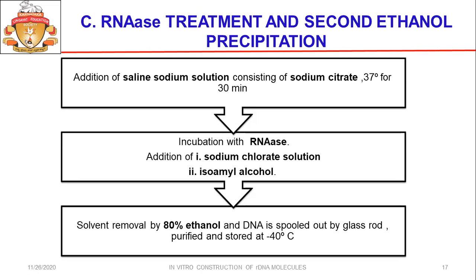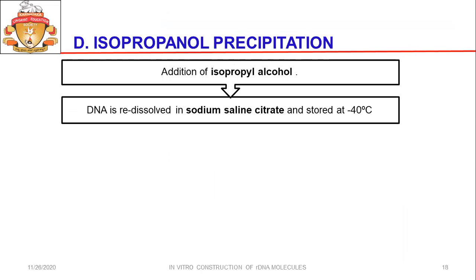Now we're going to remove all the solvent by adding 80% ethanol, and DNA is pulled out by glass rod. We can actually see it like fibers. This is then purified and stored at minus 40 degrees Celsius. Now the last step is the isopropanol precipitation. We are going to add isopropyl alcohol to precipitate the residual DNA. And then this DNA that we got from the above step is redissolved in sodium saline citrate, and it is stored at minus 40 degrees Celsius.